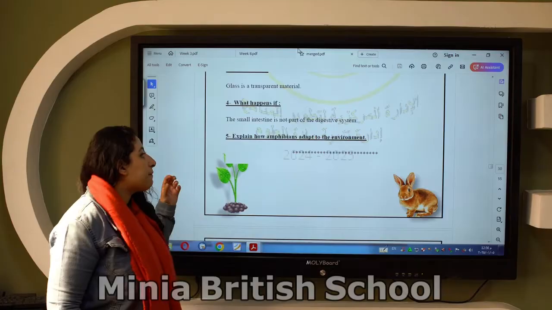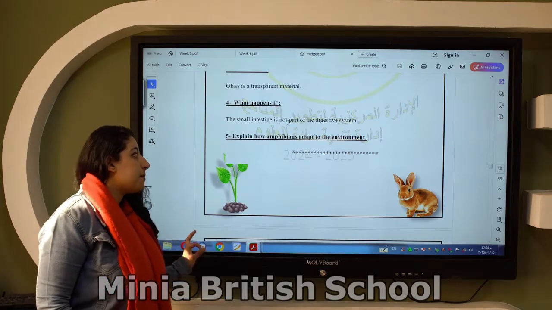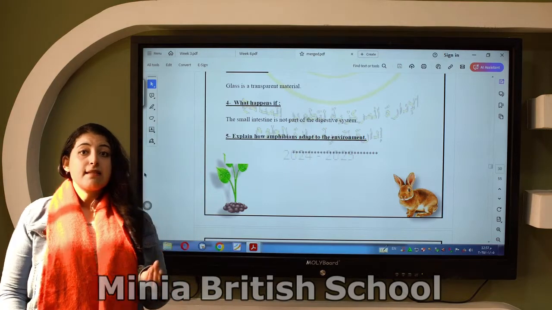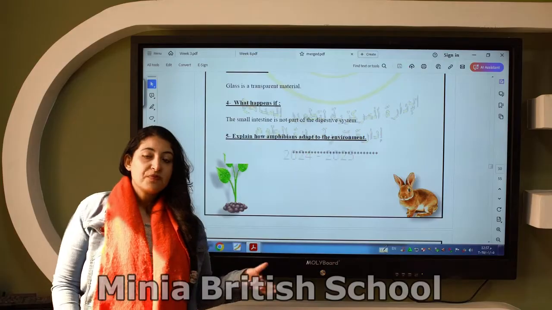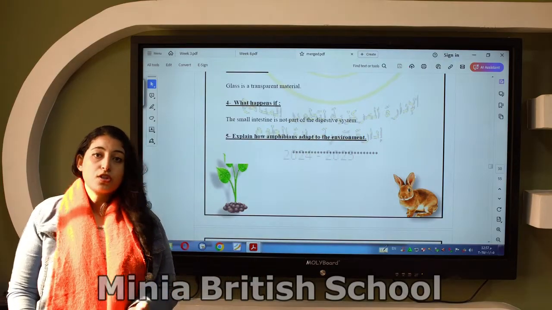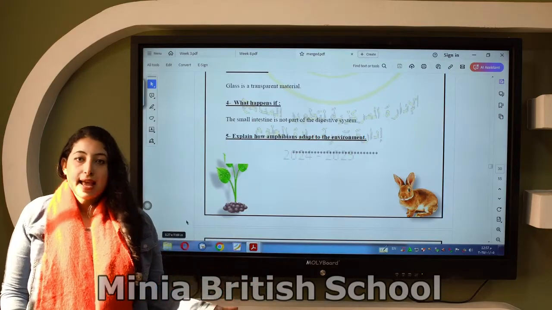Explain how amphibians adapt to the environment. I have to say amphibians live in water and also on land. So they use their skin when they breathe underwater and also use their lungs when they breathe on land.